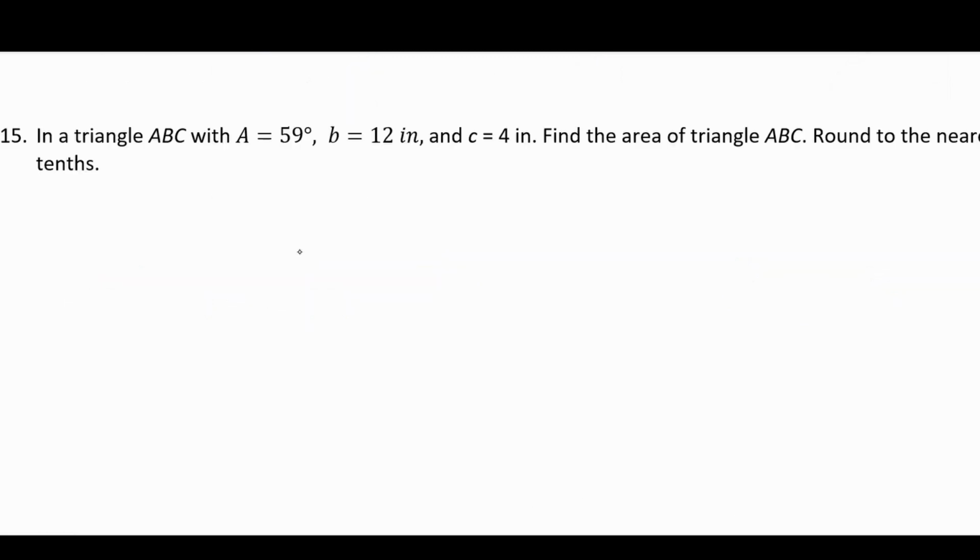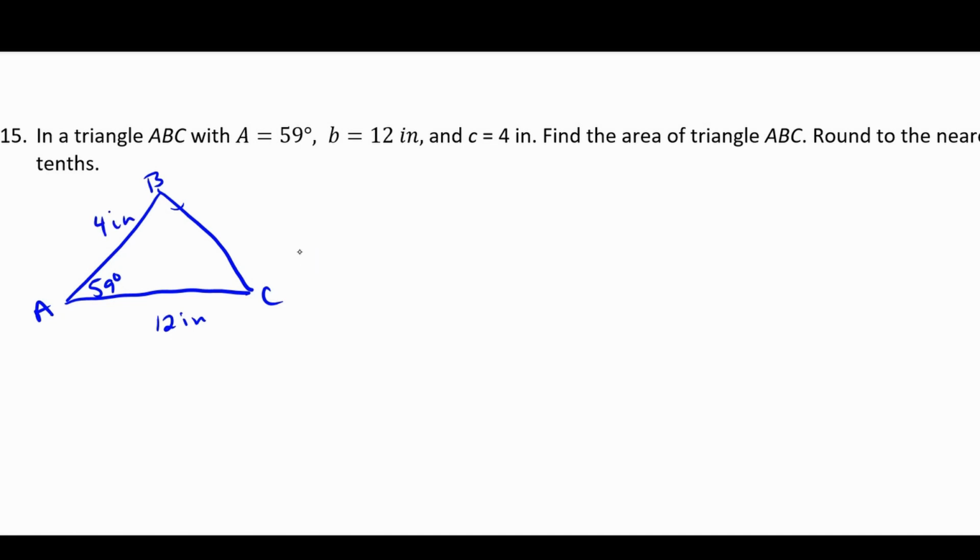All right, and then finally, in triangle ABC with A equal to 59 degrees, b is 12, and c is 4, we want to find the area rounded to the nearest tenths. Okay, so I'm going to draw out just a random triangle. And so I'm going to name this A, this top one B, and this side one C. So A would be 59 degrees, b would be 12 inches, and c would be 4 inches.